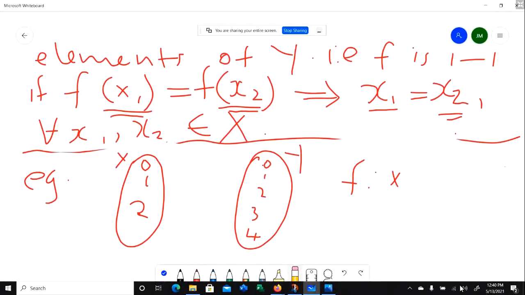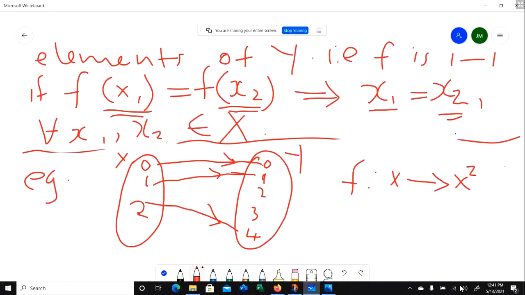F is mapping X to X squared. So when X is 0, it maps 0 to 0. When X is 1, it maps 1 to 1. When X is 2, it maps it to 4.